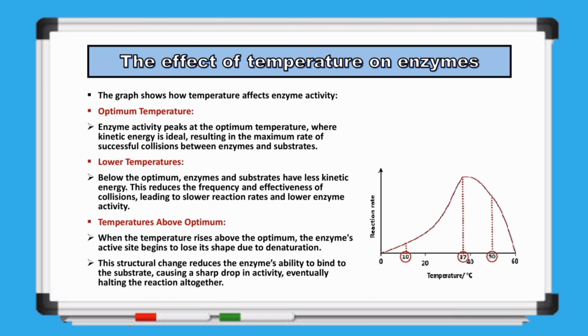Now, if we turn our attention to the graph, we can clearly observe how temperature influences enzyme activity. This is a classic enzyme activity curve, and it tells us quite a bit, particularly about the concepts of optimum temperature, reduced activity at lower temperatures, and denaturation at higher ones. Let's start with the optimum temperature, the peak of the curve. This is the point where enzyme activity is at its highest.